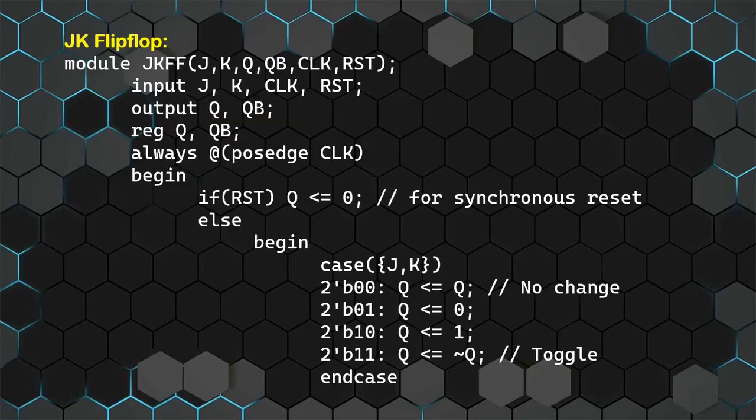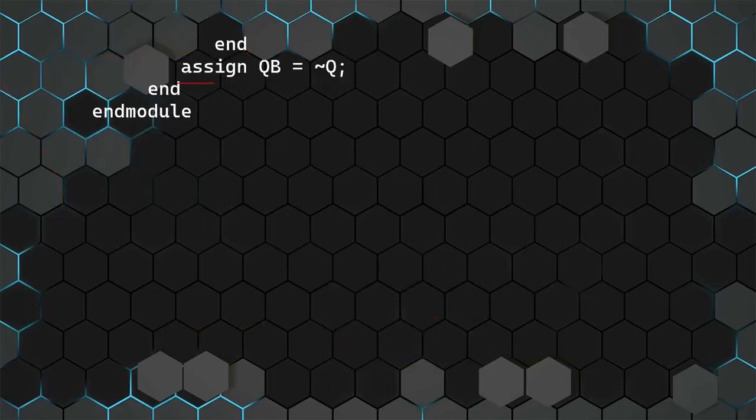Then this is the program for the JK flip-flop. Here the inputs are J, K, clock and reset. Outputs are Q and Q bar. And here are the 4 cases for JK: 0 0, 0 1, 1 0, 1 1 conditions. Q less than or equal to Q, Q less than or equal to 0, Q less than or equal to 1, Q less than or equal to complement of Q. And here also assign Q bar equal to complement of Q.